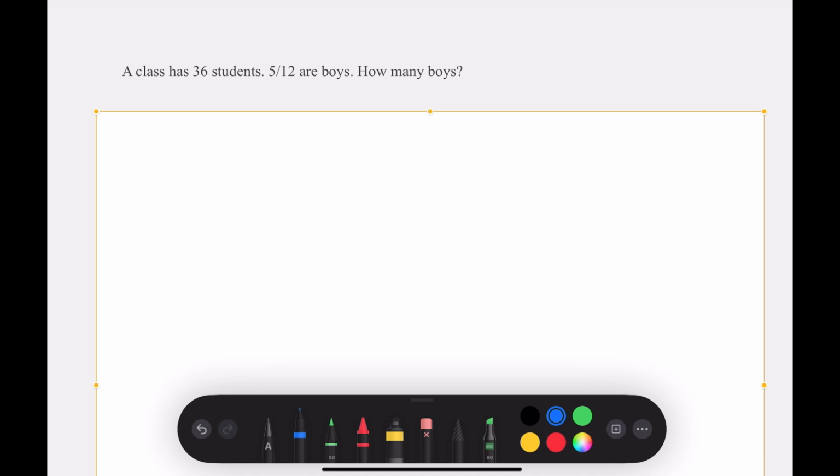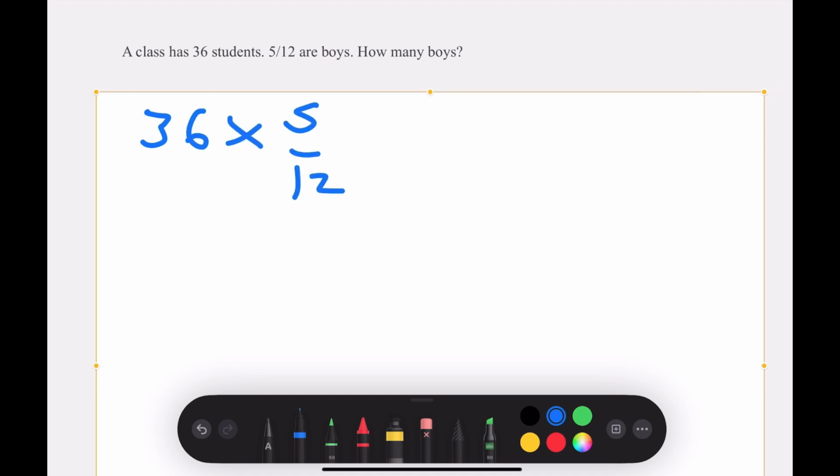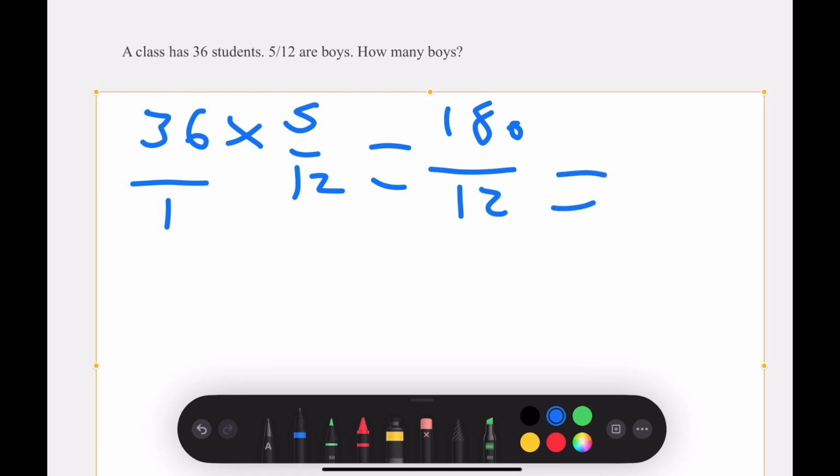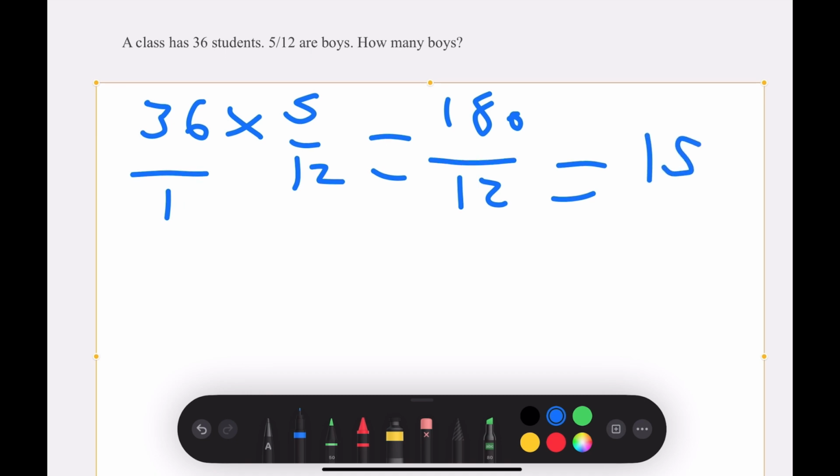A class has 36 students, 5 over 12 are boys. How many boys? So we know that a class has 36 students and 5 over 12 of them are boys. So we can do 36 multiplied by 5 over 12. We would multiply it as usual. So 36 is the same as 36 over 1. 36 multiplied by 5 is going to be 180, and then 1 multiplied by 12 is 12. So now we do 180 divided by 12, and 180 divided by 12 is 15. So therefore, there are 15 boys in total.